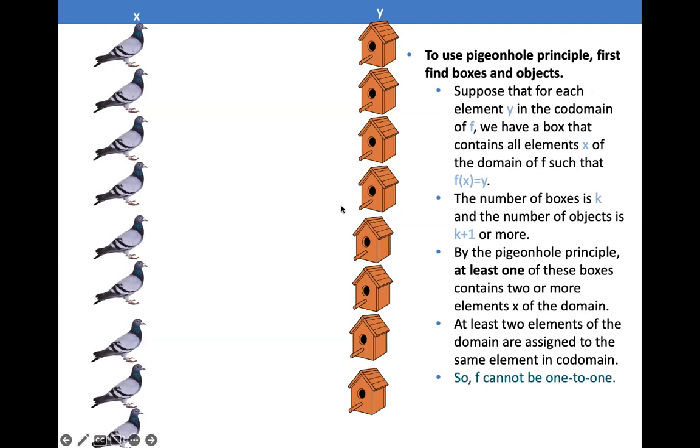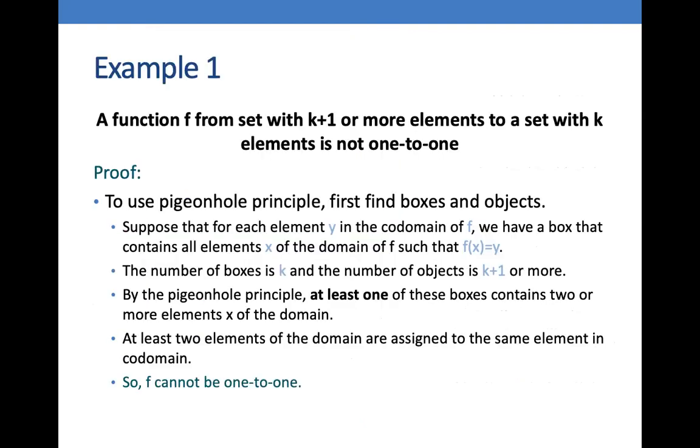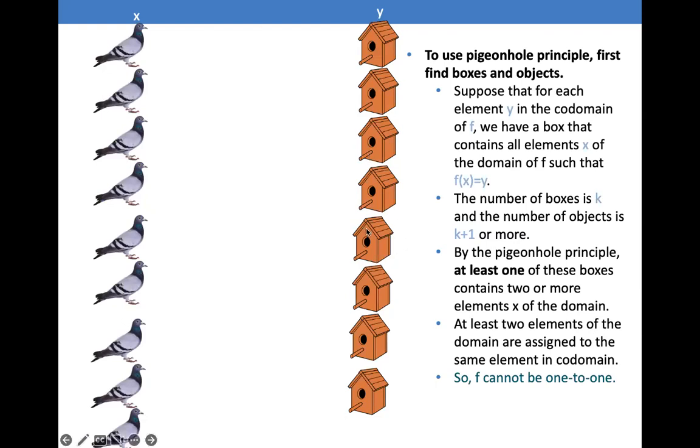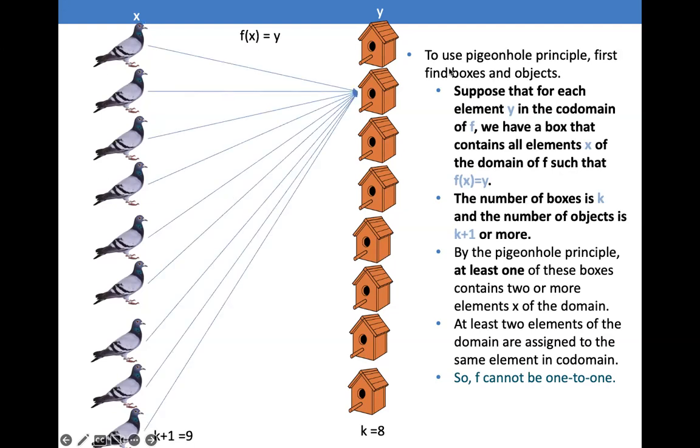So what would be the boxes? What would be the set that will be mapped to another set? The boxes would be these pigeonholes, and the objects would be these pigeons. To use the pigeonhole principle, first we must find the boxes and objects. Suppose we have a set X and a set Y and we have a function f of x equals y that maps these two sets.